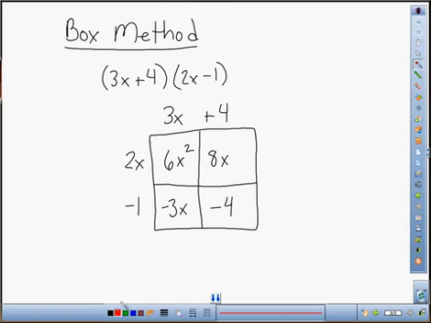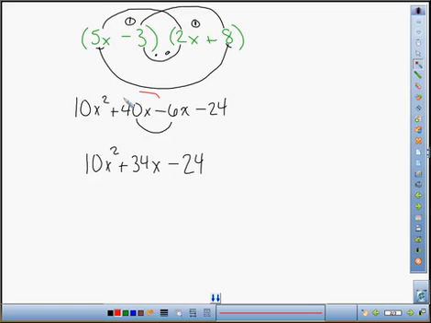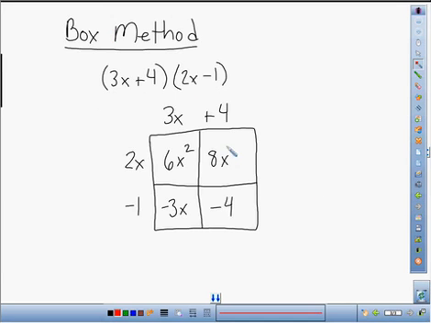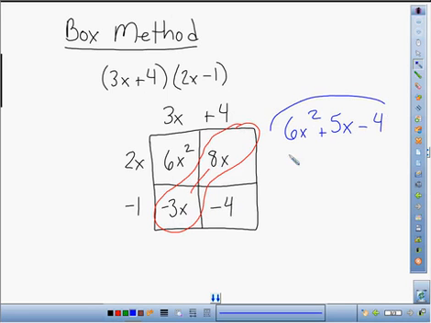Now the cool thing about the box method, just like with our other method, we always ended up multiplying these two middle terms. With the box method, the terms that we want to look and see if they add is always right here on the diagonal. These are the two terms that we want to see if they can add. And sure enough, we've got an x and an x, so they can. So when we write our final answer, we're going to end up with 6x squared, positive 8 minus 3 is going to be positive 5x, and then we have our minus 4. So this is our final answer.